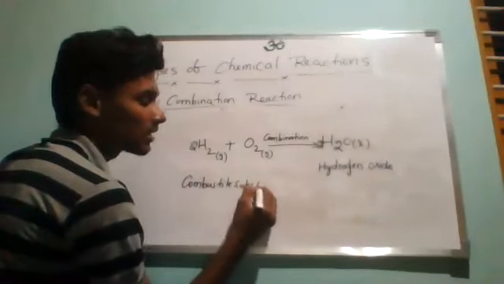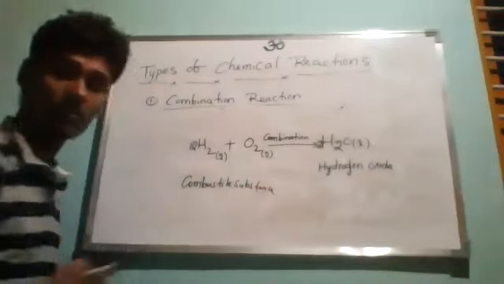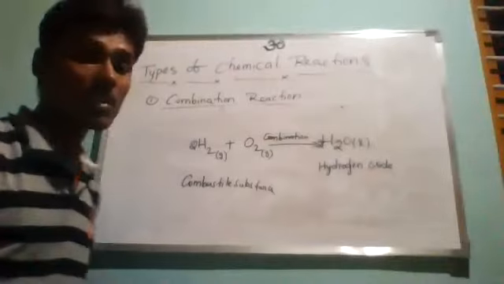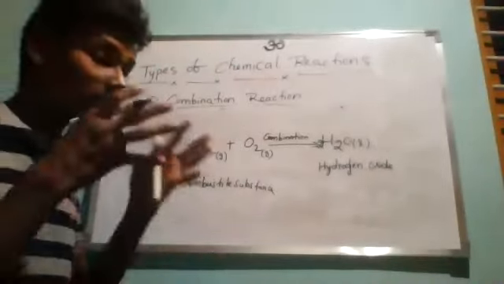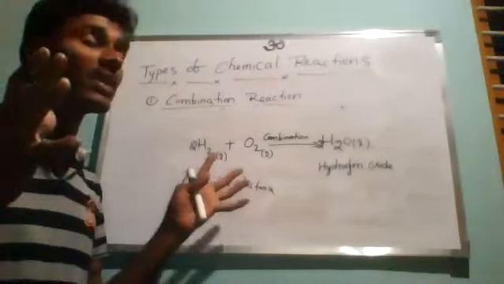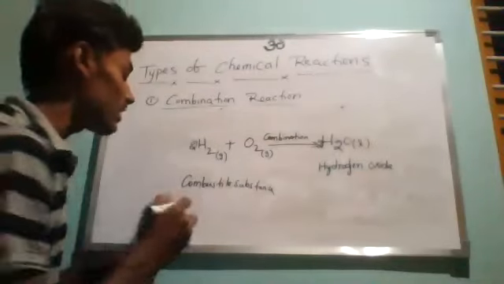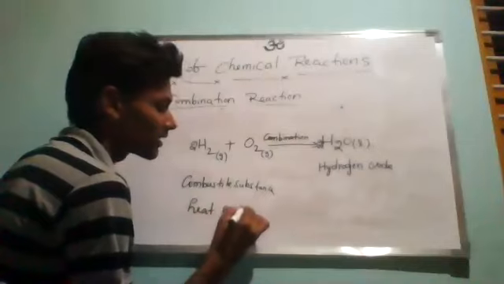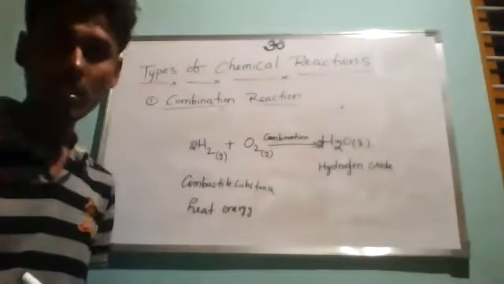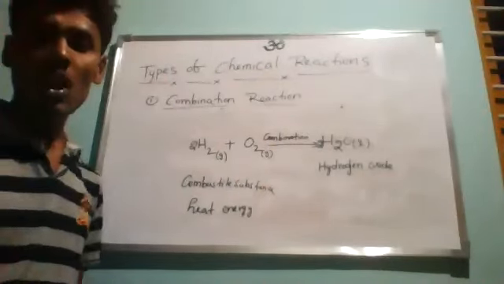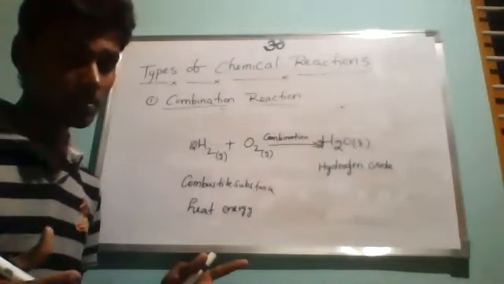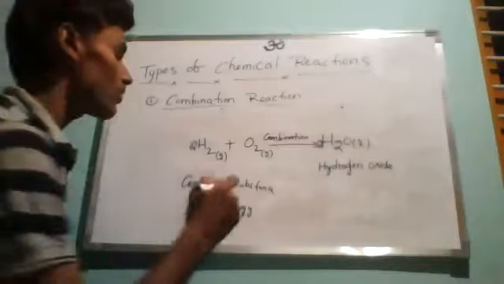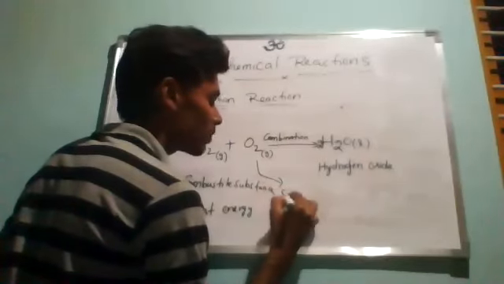What does it mean? Combustible substance means it will catch fire easily. Understood? Once it catches fire, it will burn very explosively. It will release very high heat energy. Are you understanding? Now let me come to oxygen. Oxygen cannot burn. It cannot catch fire, but it supports burning. It is a supporter of burning.